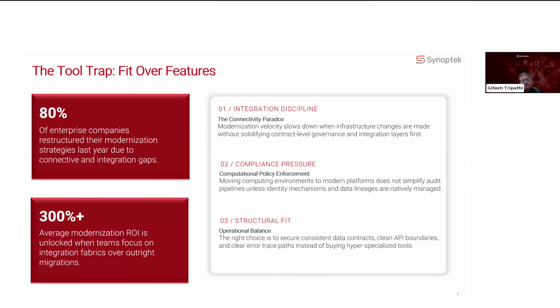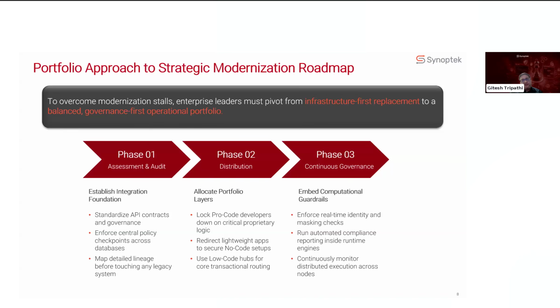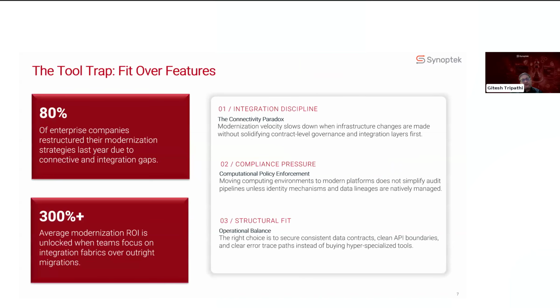Next up, organizations that prioritize API-level integrations and cohesive governance achieve an average ROI of over 300%. This proves that success depends on how systems connect, not where they run. Another interesting thing is the discussion taking over on Azure over Google Cloud, AWS over Google Cloud, or infrastructure as a service or software as a service. Structurally, if you look at this 300%, the ROI is unlocked immediately when the team focuses on integration outcomes and not migration outcomes.